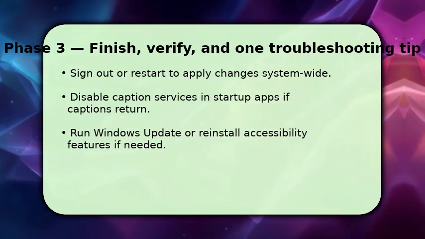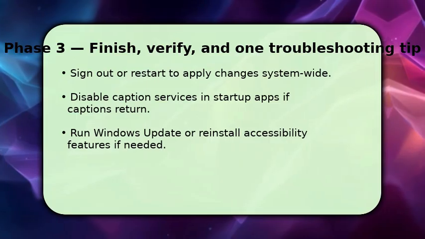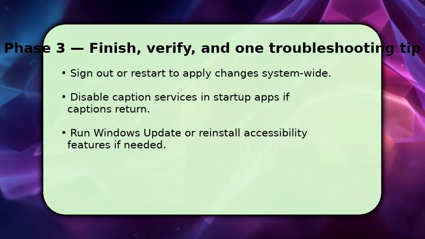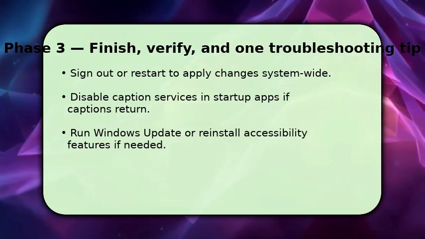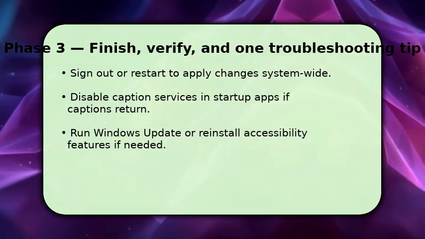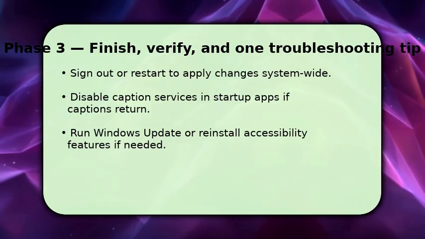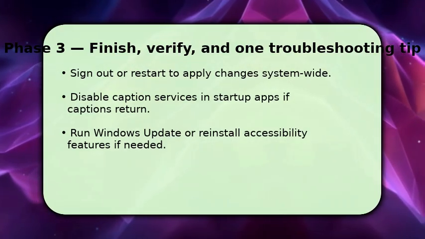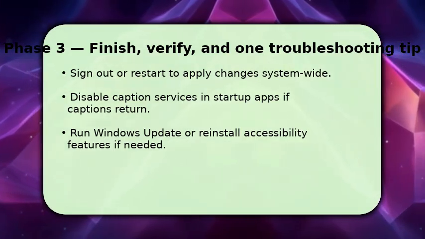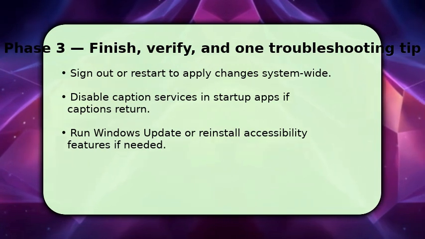If captions still reappear, open Task Manager, right arrow, Startup and disable any caption or accessibility helper that auto-launches. Make sure your OS is up to date, and if necessary, reinstall the accessibility component through optional features. Quick tip: if captions return after updates, check the accessibility shortcut settings and remove the keyboard toggle so you don't accidentally re-enable them.